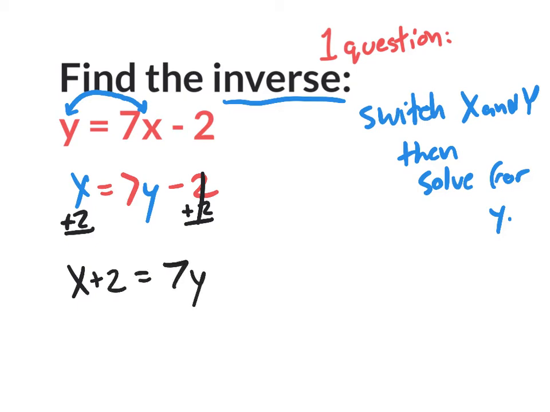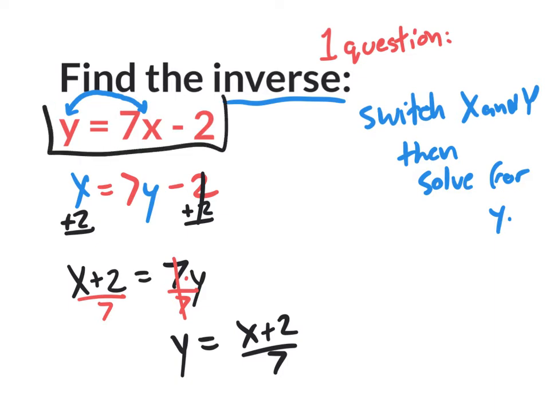I need one more thing to get the y by itself. Have to divide by 7. Divide the whole thing by 7. That cancels out. So my answer is y equals, but instead of writing it on the left side, I'm going to write it on the right side. Y equals x plus 2 over 7. Now that is your inverse function of the original y equals 7x minus 2.